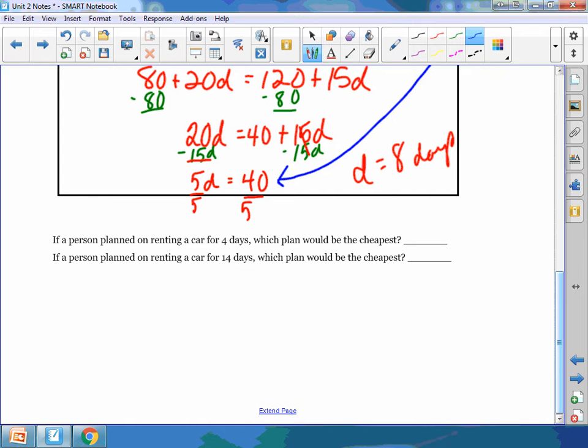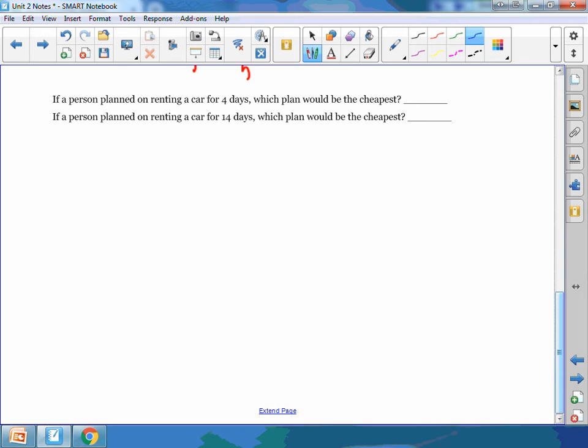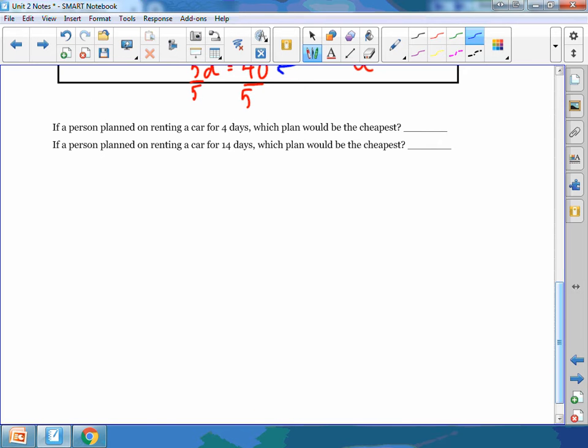Now, the question follow-up here says, if a person is renting it for 4 days, which plan do you think would be the cheapest option here? So it's like, oh, I'm taking a long weekend. I'm going 4 days on this trip. Do I want to go A? Do I want to go B? Finn? For A, okay. How do you know that would work?